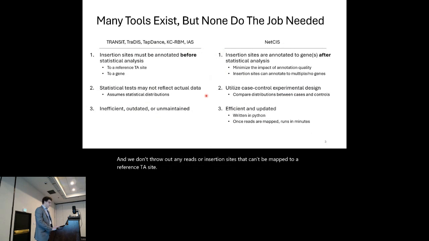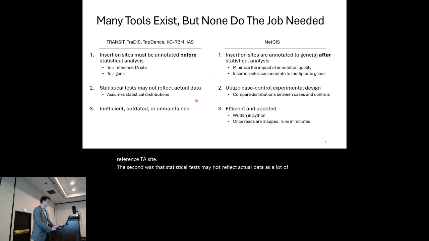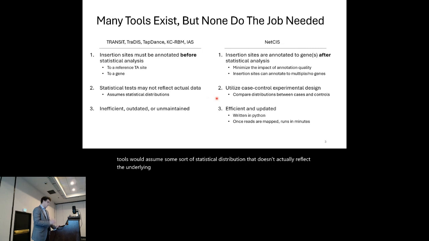The second is that statistical tests may not reflect actual data, as a lot of these tools would assume some sort of statistical distribution that doesn't actually reflect the underlying data. Whereas with our case control experimental design setup in NetCIS, we'll be able to just compare the distributions between cases and controls easily. And lastly, a lot of these tools are inefficient, outdated, or unmaintained, while NetCIS is, well, now brand new. It's efficient, updated, written in Python, and once the reads are mapped, it can just run in minutes.